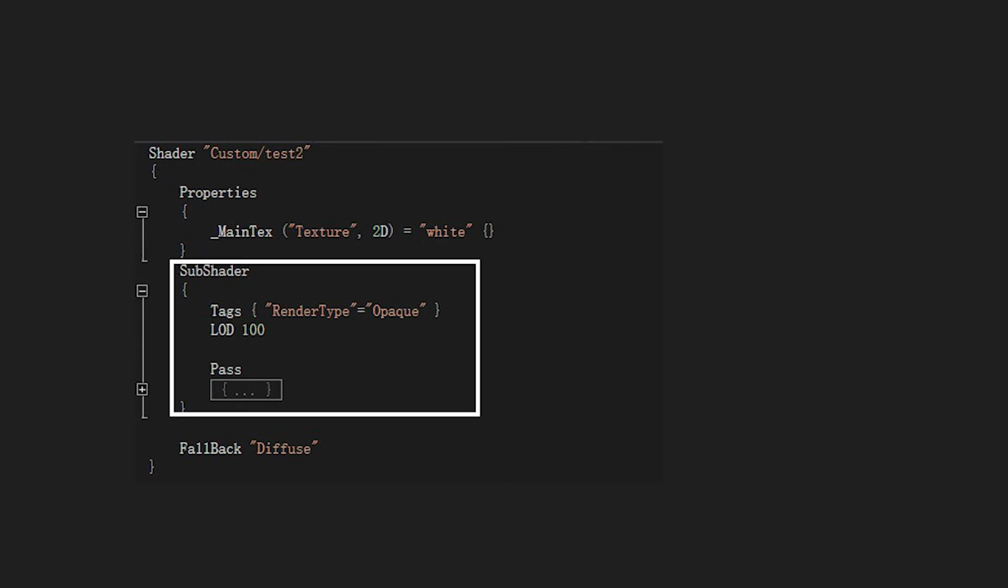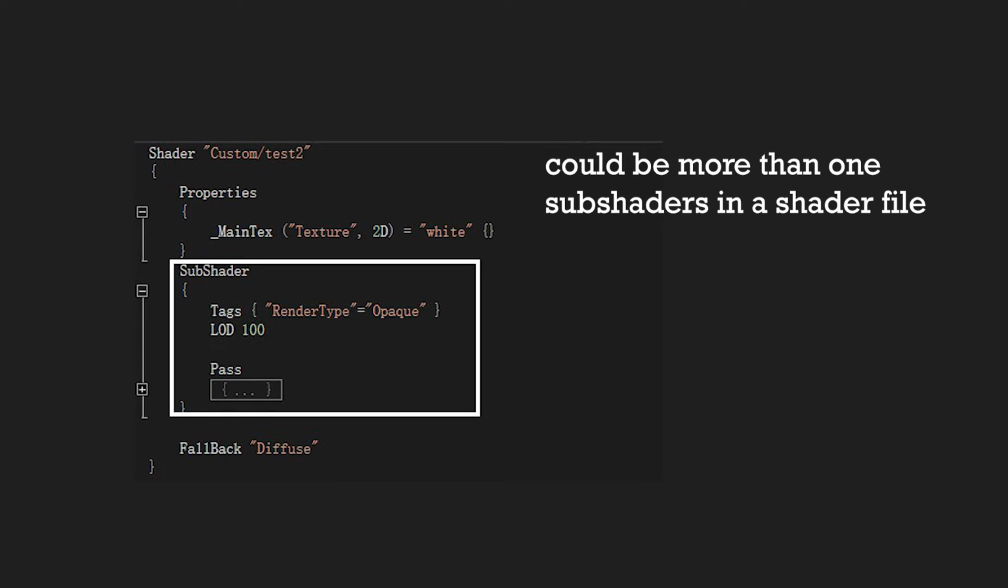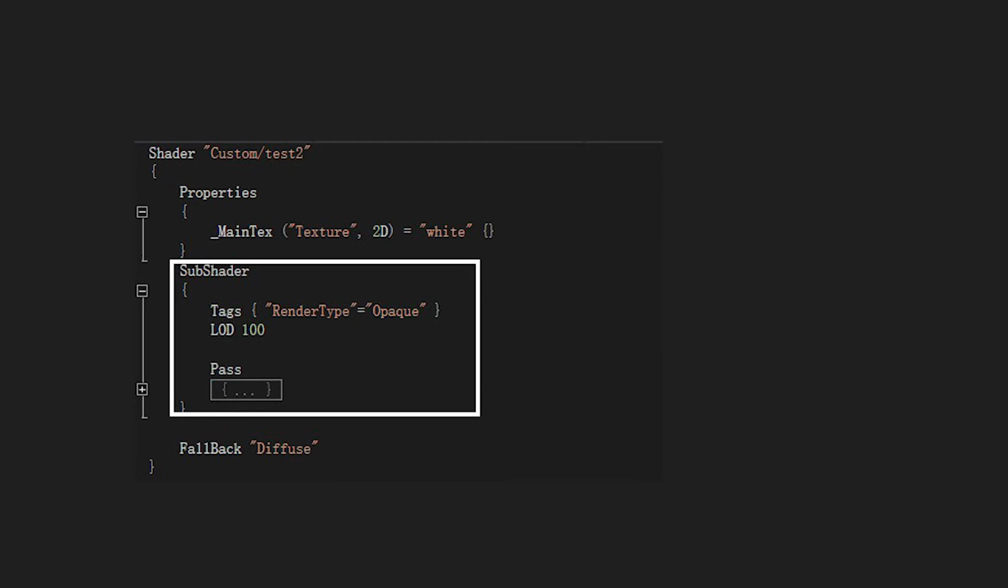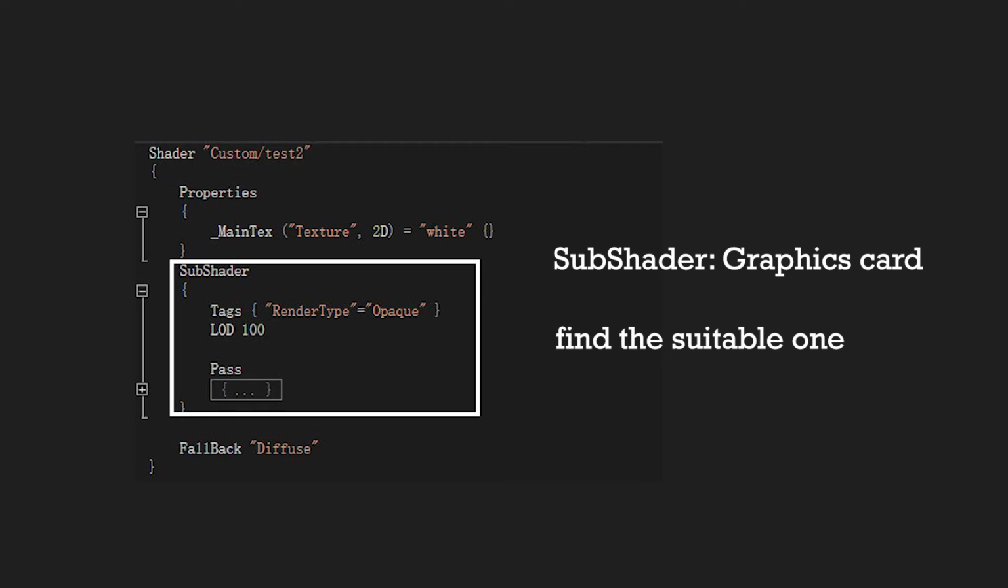The second part is a subshader. A shader can contain multiple subshaders. We can imagine a subshader as a graphics card. If the current device supports the content in this subshader, then Unity will execute this subshader. Otherwise, it will look back until it finds a suitable one. If there is no suitable one, it will not be able to display normally.